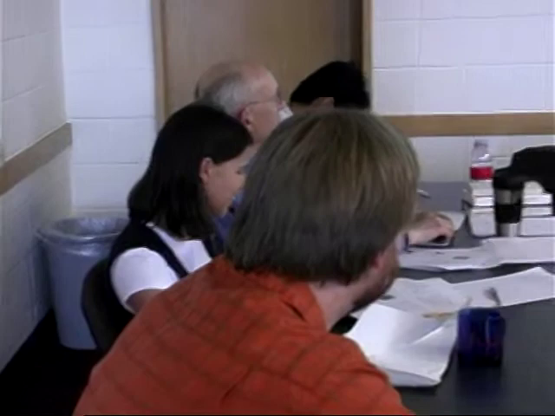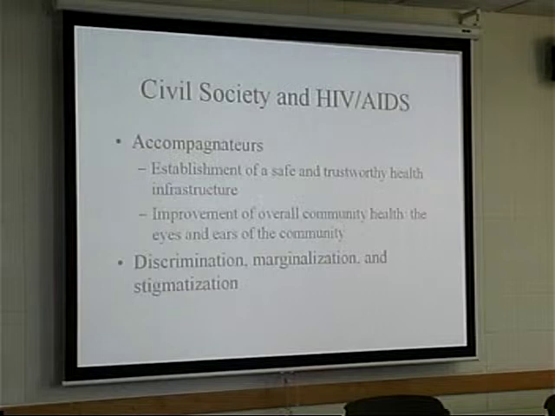And you may be getting to this, but also I think like 80 to 90% of the workers who work for Partners in Health are Rwandans. And we'll go on to the next slide. Civil society, HIV/AIDS. Partners in Health, their mission, as I was saying before, is a very communal effort.